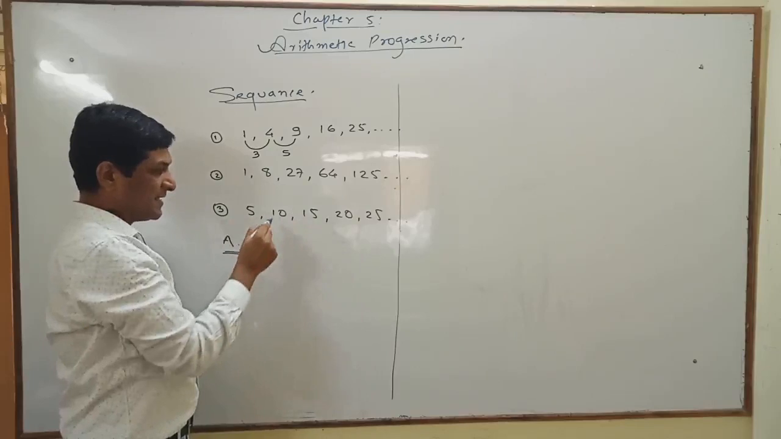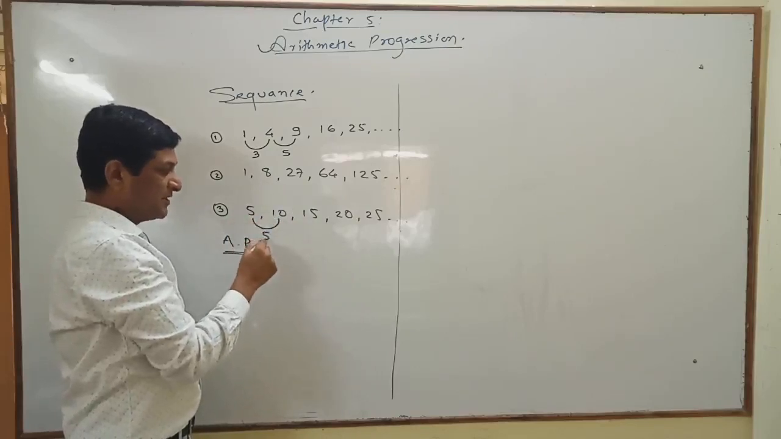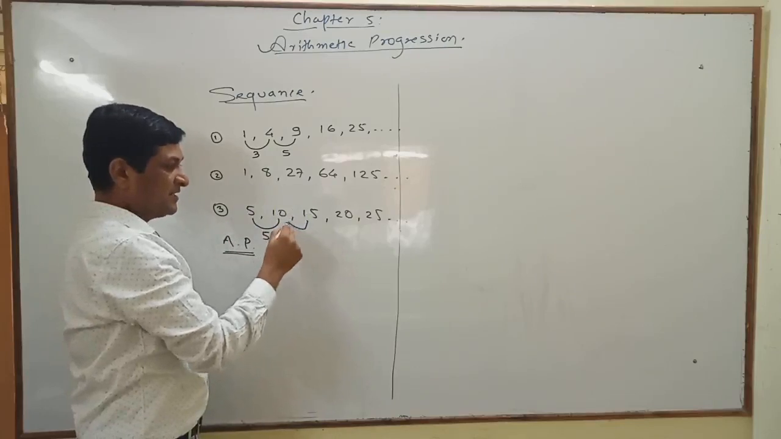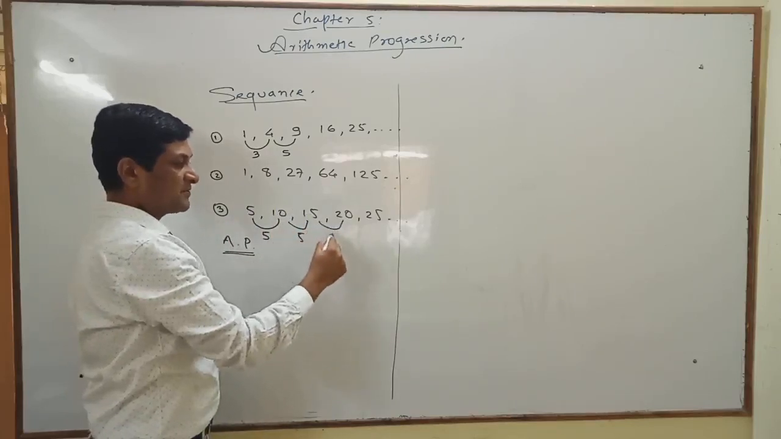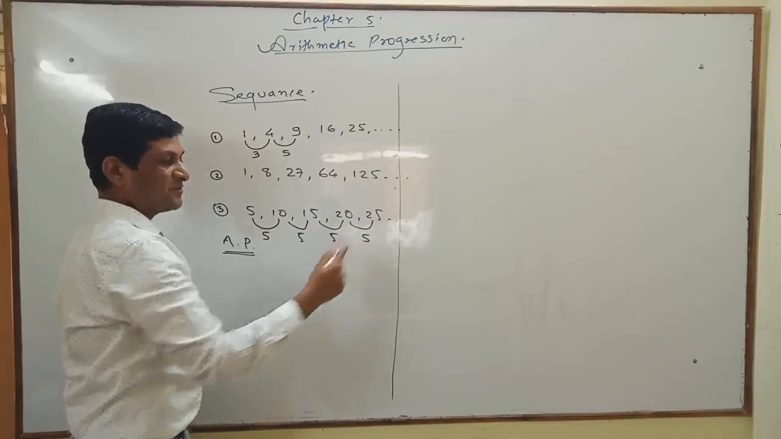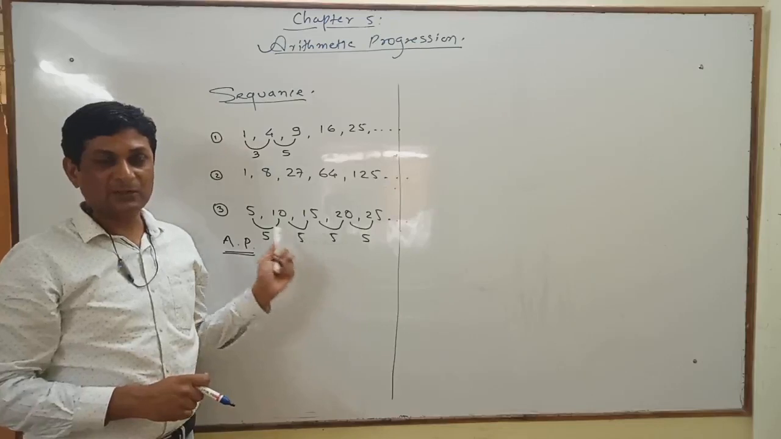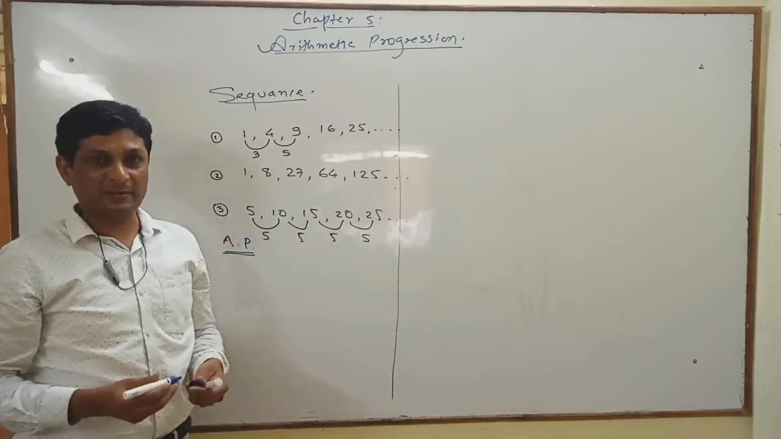In the last example, 10, its previous term is 5. 10 minus 5 is equal to 5. 15 minus 10 is equal to 5. 20 minus 15 is equal to 5. 25 minus 20 is equal to 5. In every case, what is the difference? Constant. So we can say that this is an example of arithmetic progression.